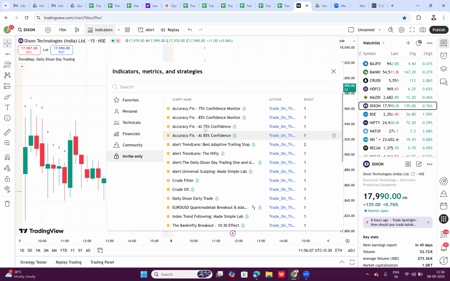Whenever these accuracy fix indicators provide us a proper trade, then we will take entry in our trading account, and we will share a screenshot of the proper trade in the personal WhatsApp group of all traders who are part of this accuracy fix indicator. Means we will share at the time of entry, and at every stage.